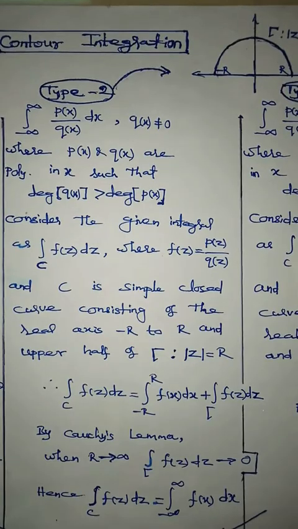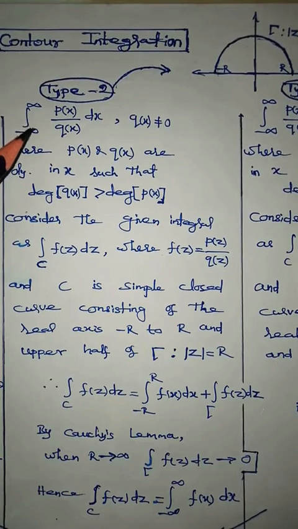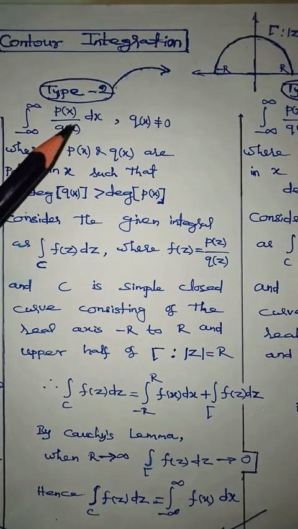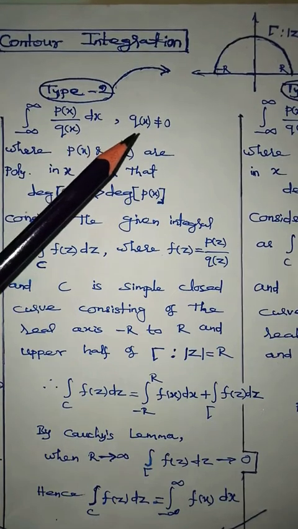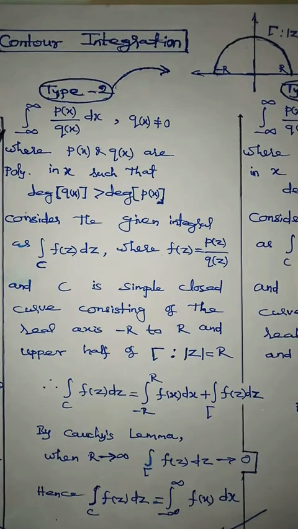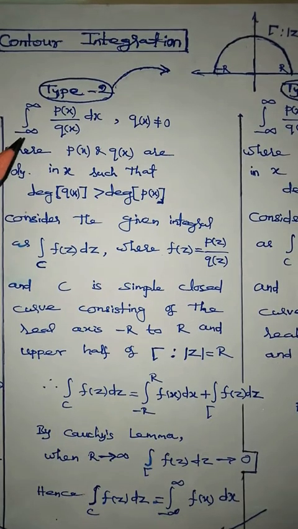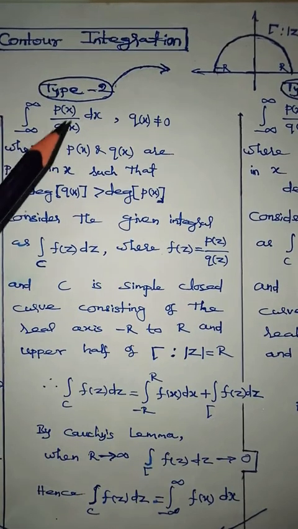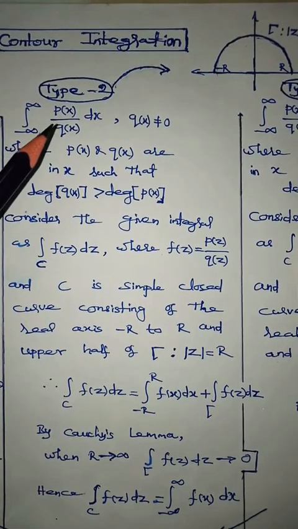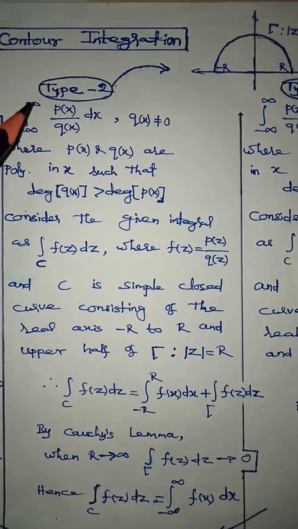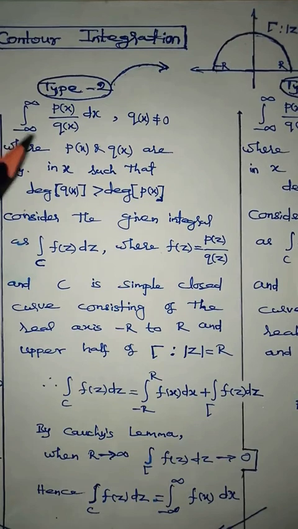Next, type 2. The integral of the form from minus infinity to plus infinity of p of x divided by q of x dx, where q of x is not equal to 0, is called a contour integral of the second type. What is the second type of contour integral? Your limit must be minus infinity to plus infinity, and the integrand is a quotient of two polynomial functions of x. And sometimes, instead of minus infinity to plus infinity, they may give 0 to infinity also.